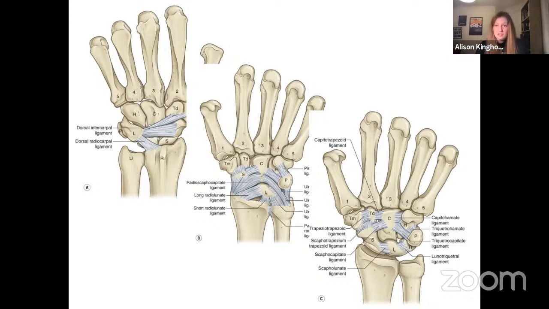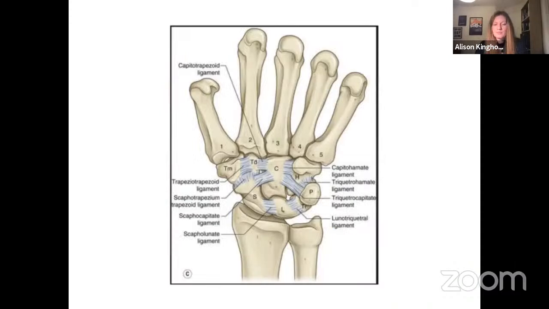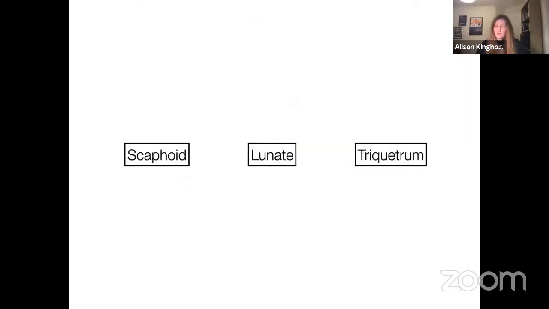But we're just going to concentrate today on the 2 which I would argue are probably the most clinically important, which are the scapholunate ligament here and the lunotriquetral ligament on the other side. So why are we talking about those? Well, we're going back to that proximal row, that intercalated segment, and looking at how that works.